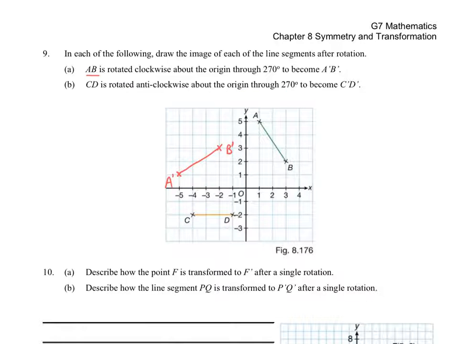Look at part B. CD is rotated anti-clockwise by 270 degree. It means that it is clockwise 90 degree. It means CD will go to this area, which is negative, positive area. So when you look at C, it is negative 4, negative 2. The answer would be 2, 4. And what is the sign of that? It will be negative, positive. Similarly, negative 1, negative 2 after rotation, it will be negative 2, 1. So the answer will look like this. You have to write the label as well, which is D prime next to the point.